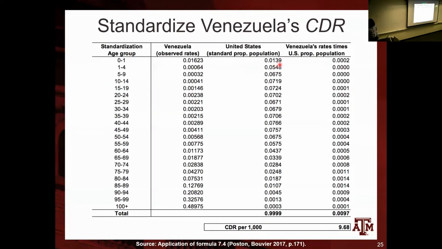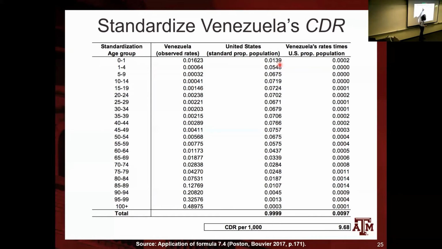What am I doing here? These are the observed age-specific death rates in Venezuela by age group. Right? Age-specific is already by age group. I got the number of people who died in specific age group divided by the population in each age group in Venezuela, got these rates, observed rates. Now I'm going to apply, let's imagine that these mortality levels here were applied to the population in the US. Population in the US has this age structure, this age composition.